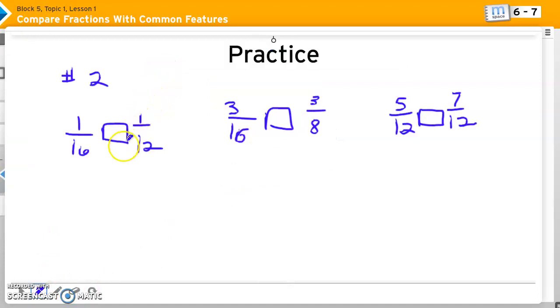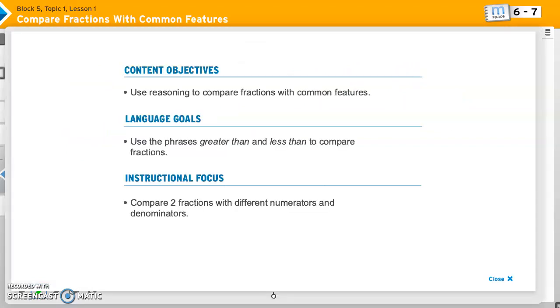So these are the 3 problems on number 2 on page 6 in your book. What I'd like for you to do is to write these down, try them on your own, pause the screen, and then come back and check it, please. So pause the screen, jot them down, compare these, and then move on. So seriously now, have you really worked these? I don't want to reveal the answers until. What we're working on today is comparing 2 fractions with common features, either common numerators or common denominators.